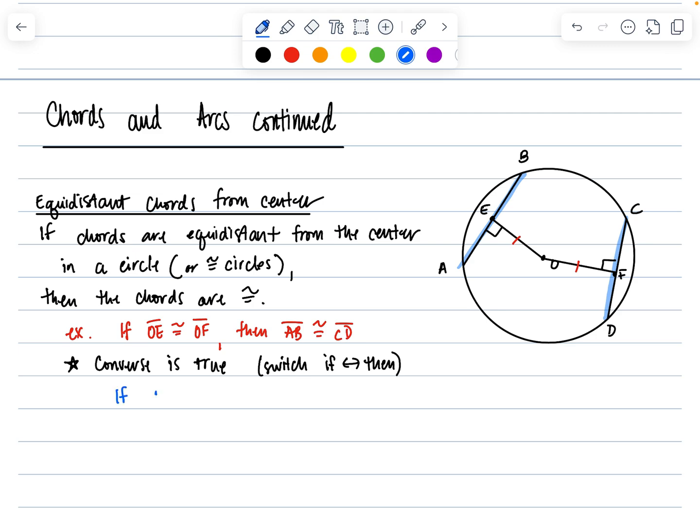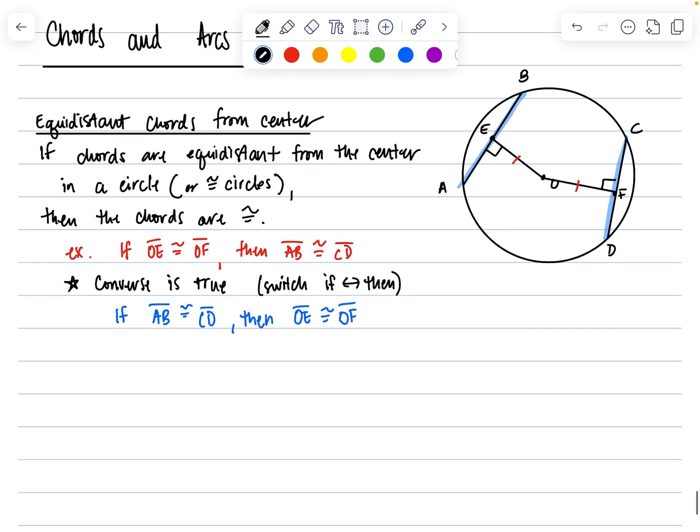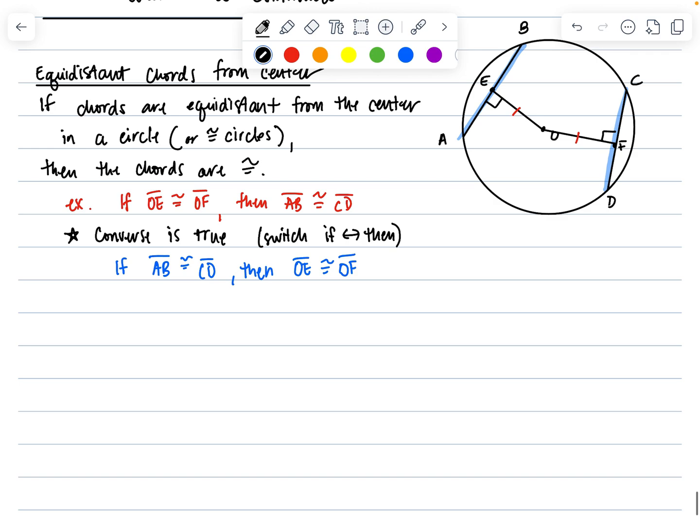If AB is congruent to CD, or the chords are congruent, then they would be the same distance away from the center. OE would be congruent to OF. Okay? So that is your equidistant chords from the center. Pretty much it's like a theorem. Kind of straightforward, kind of stands alone. And this pretty much equidistant chords from center tells it all.